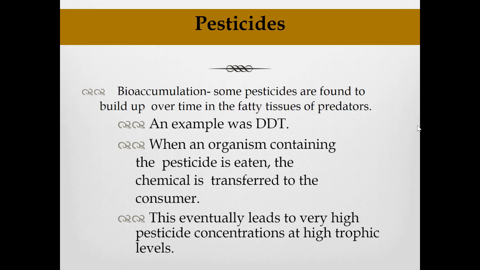Now, the reason why that's such a problem is because of a phenomenon known as bioaccumulation. And so some of those persistent pesticides are found to build up over time in the fatty tissues of predators that are usually going to consume those pests. A perfect example of that was actually DDT. When an organism containing that pesticide is then eaten, the chemical is then going to be transferred to the consumer. And this eventually leads to very high pesticide concentrations at high trophic levels.